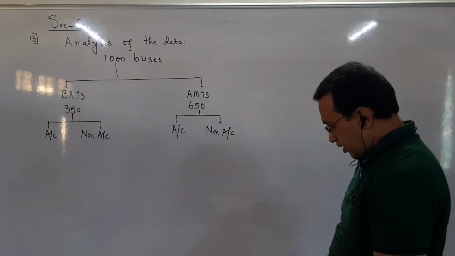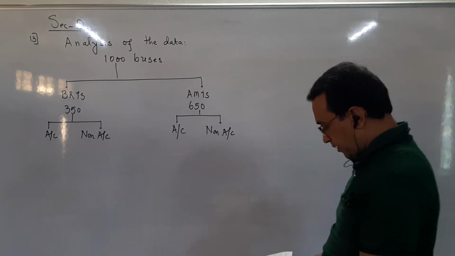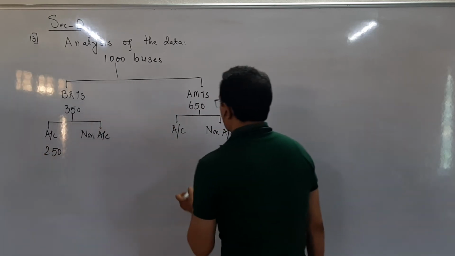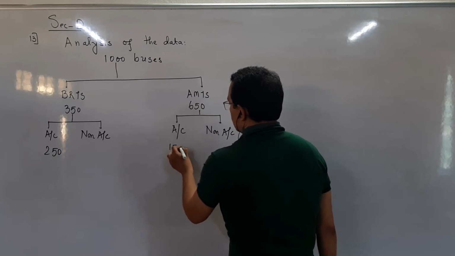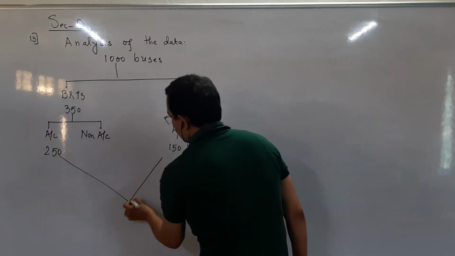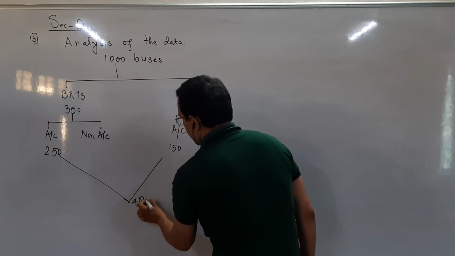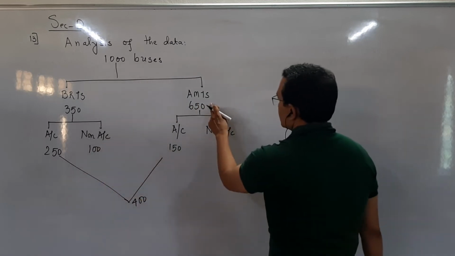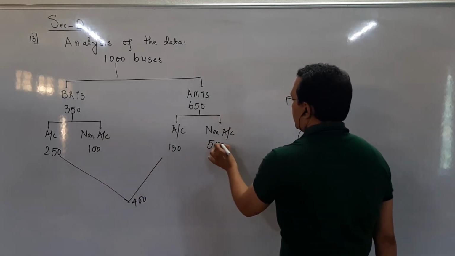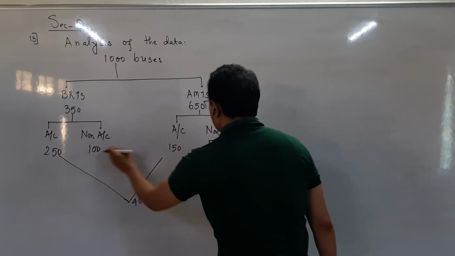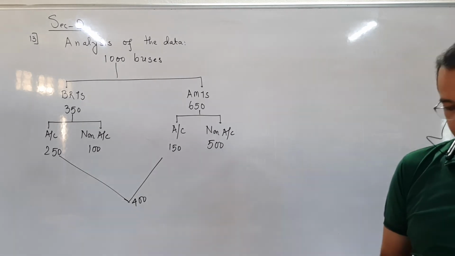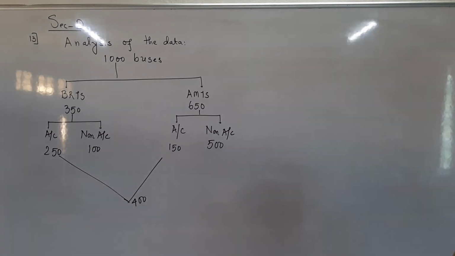Now, how many air-conditioned buses were there? 400 and 250 were used as BRTS. So 400 minus 250 will be 150. This total of AC bus is 400. 350 minus 250, 100. 650 minus 150, 500. So 100 plus 500, how many non-AC buses were there? 600. That's all. Present this information in a suitable table.